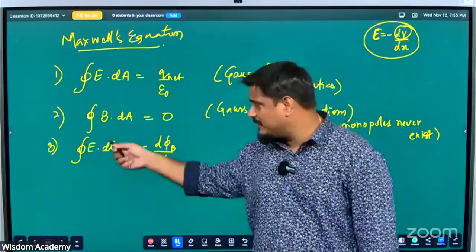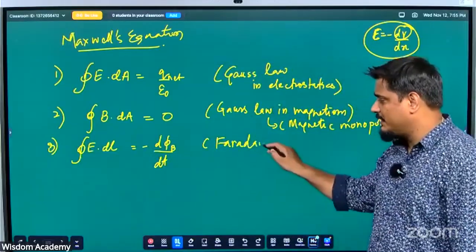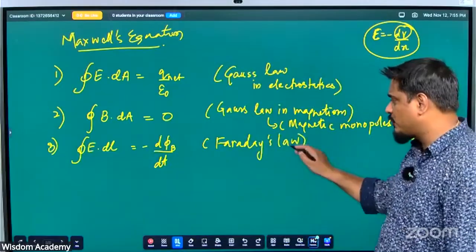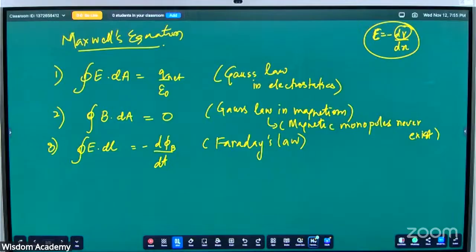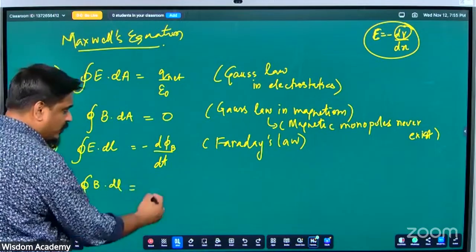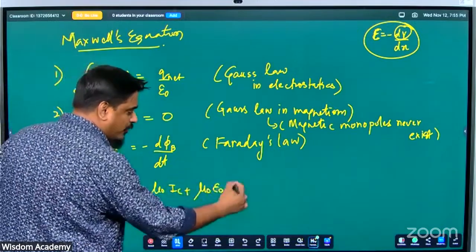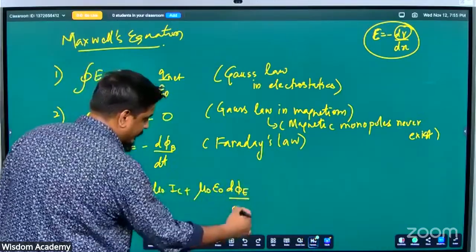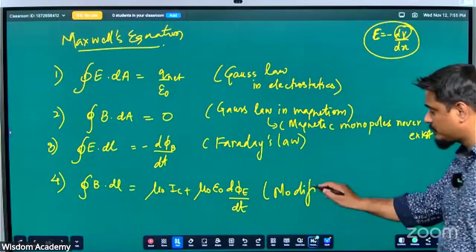So EMF is equal to minus d phi by dt. This is also called Faraday's law. This is the third equation of Maxwell. See, Maxwell is just summarizing all the equations, not giving his own equation. His equation is only the fourth one, which we discussed just now. We understood that integral of B dot dl is equal to mu naught into IC plus mu naught into epsilon naught into d phi E by dt. This is called the modified Ampere circuital law.